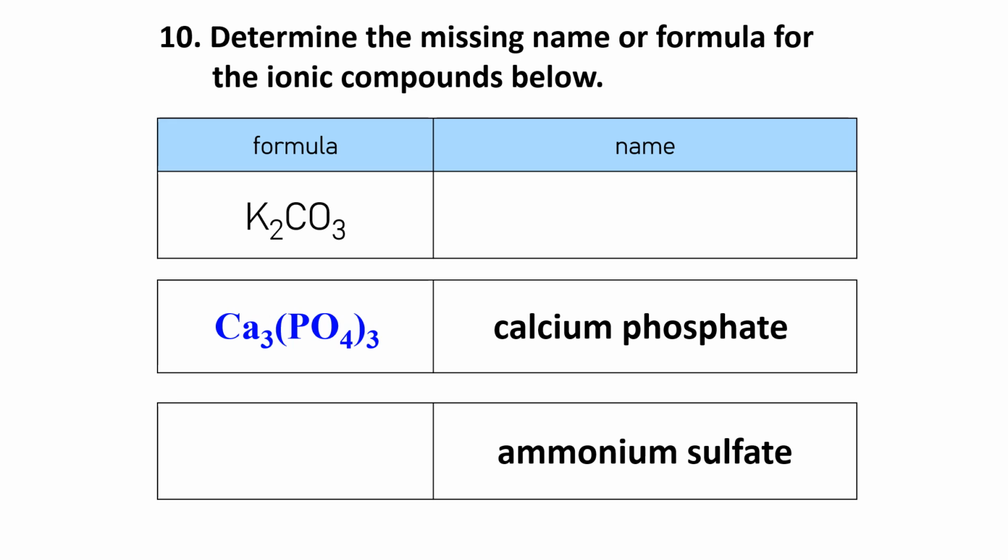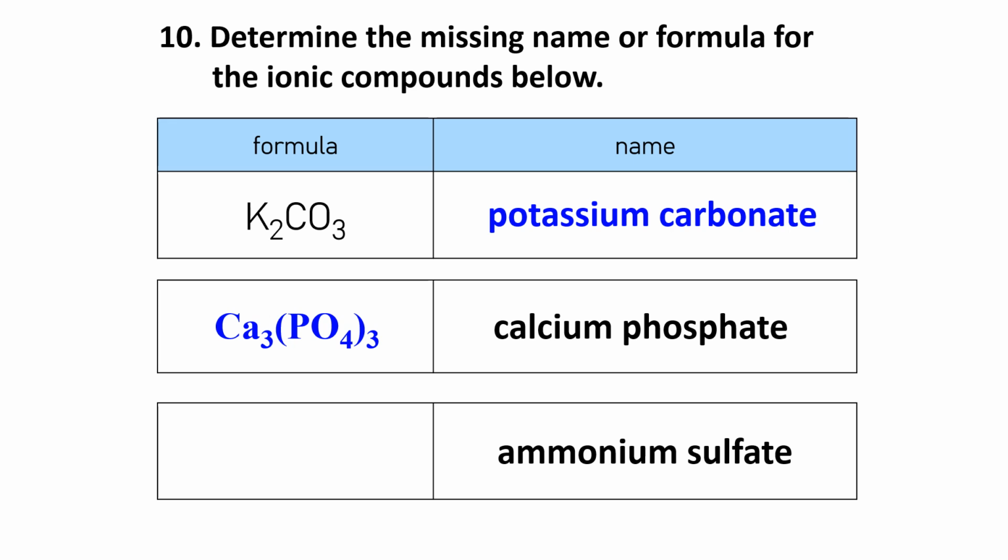So let's go over a few examples with polyatomic ions in them. The first one is potassium carbonate. So you have potassium, and remember carbonate, CO3, has a charge of -2. So you will need 2 potassiums with a charge of +1 to balance out. And the name of it is potassium carbonate.